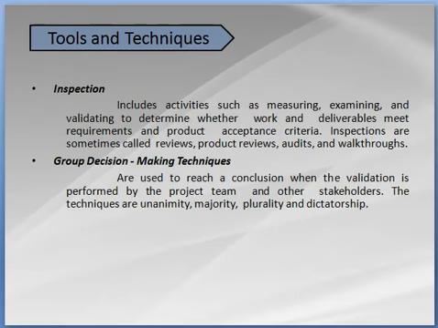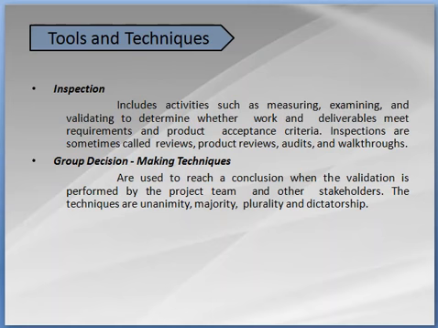The tool used for validation of scope is inspection. It includes activities such as measuring, examining, and validating to determine whether the work and the deliverables meet requirements and product acceptance criteria. Inspections are sometimes called reviews, product reviews, audits, or walkthroughs. Group discussions.